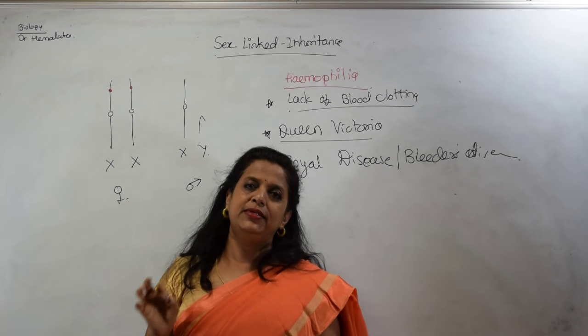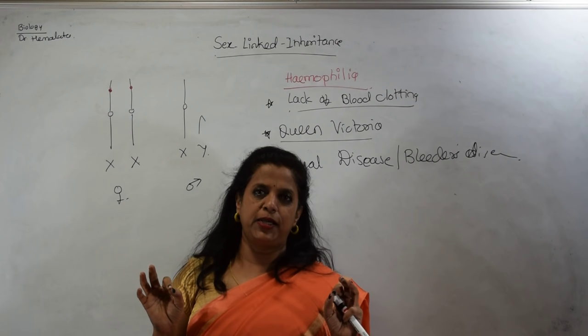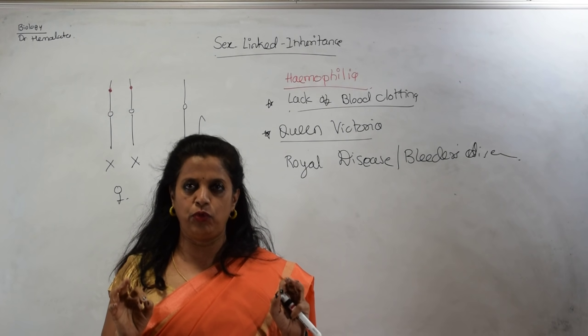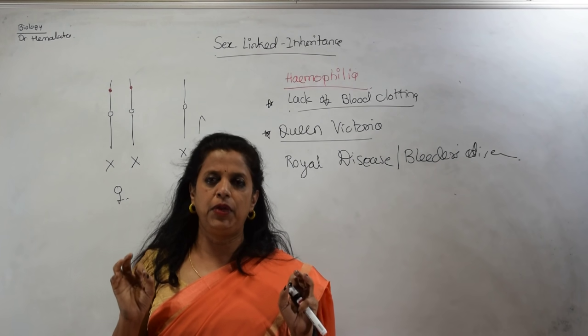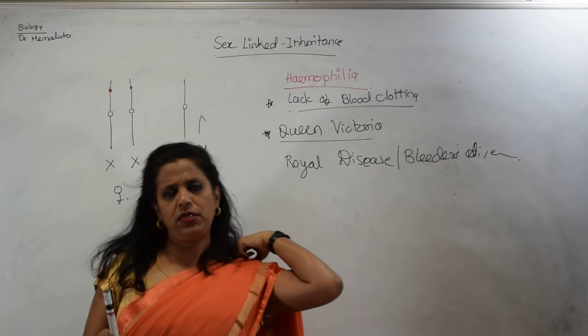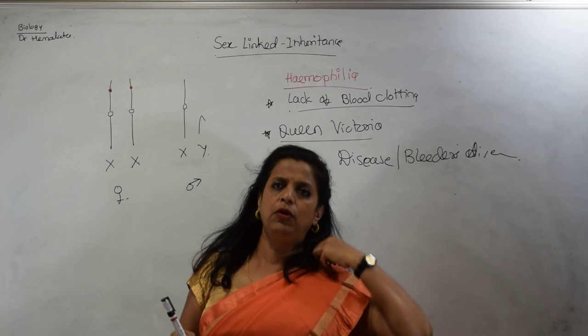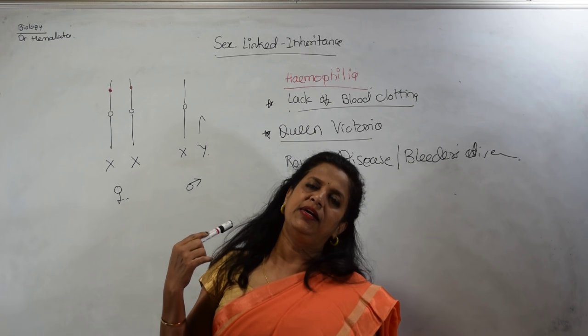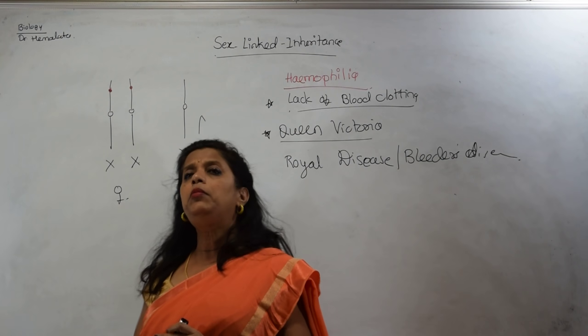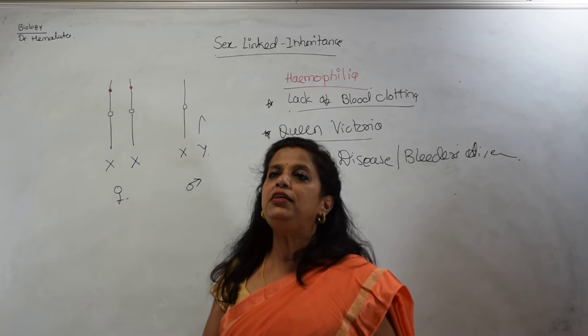So, hemophilia is a genetic disease which results in excessive bleeding from any wounds due to the lack of blood clotting factor. It was discovered in this family, but nowadays it is found in every other family also. Because it was first discovered here, it is called the royal disease. Okay. Now, coming to this, imagine the diseased character.